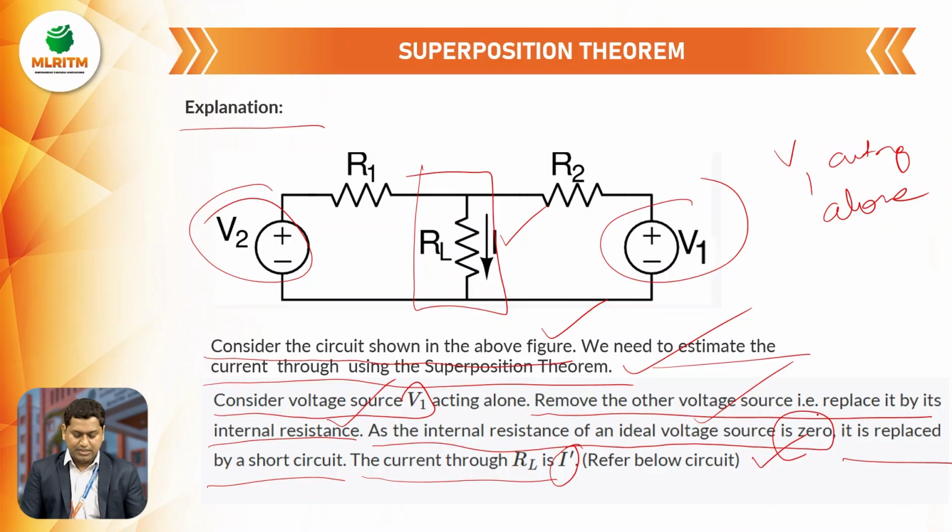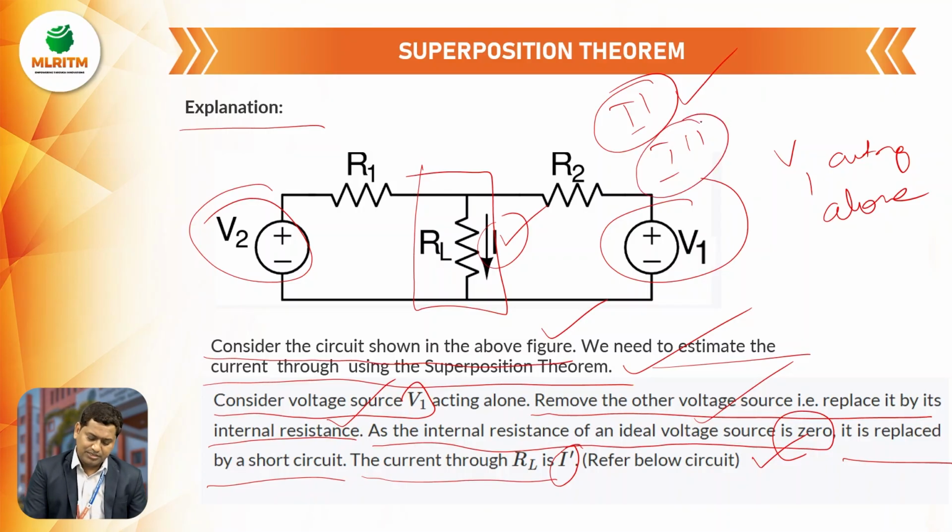Why are we considering this current as I dash and I double dash? Because one source is acting at a time. I consider the first source, so I dash. Whenever I consider the second source, I take that value as I double dash, because I need to add them up. If I take I again, that will be a confusion. So for the first source I go with I dash, and for the second source I go with I double dash.